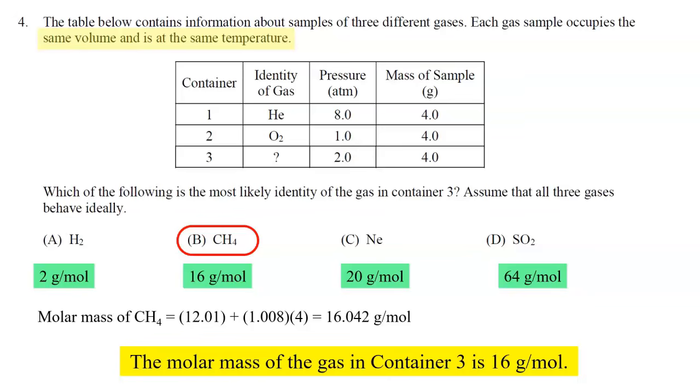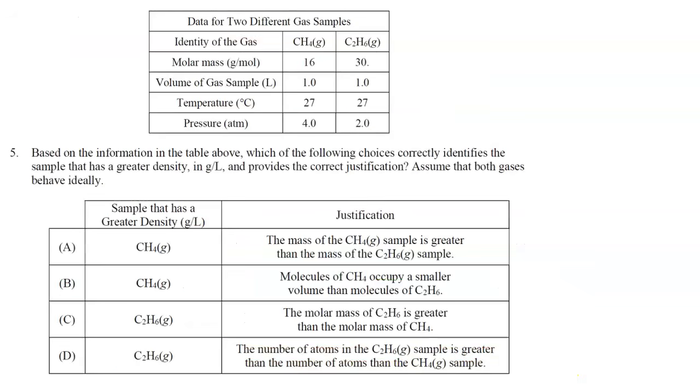Now let's take a look at question 5. Question 5 says, based on the information in the table above, which of the following choices correctly identifies the sample that has a greater density in grams per liter and provides the correct justification? Assume that both gases behave ideally.